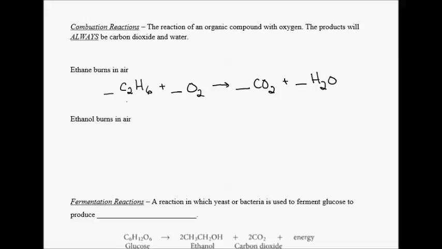Balance: 2 carbons, 2 in front, 6 H's, 3 in front. We have 2 times 2, 4, plus 3, 7 oxygens, 2 times 3.5, 7, and then we have to double everything so that we have whole numbers.